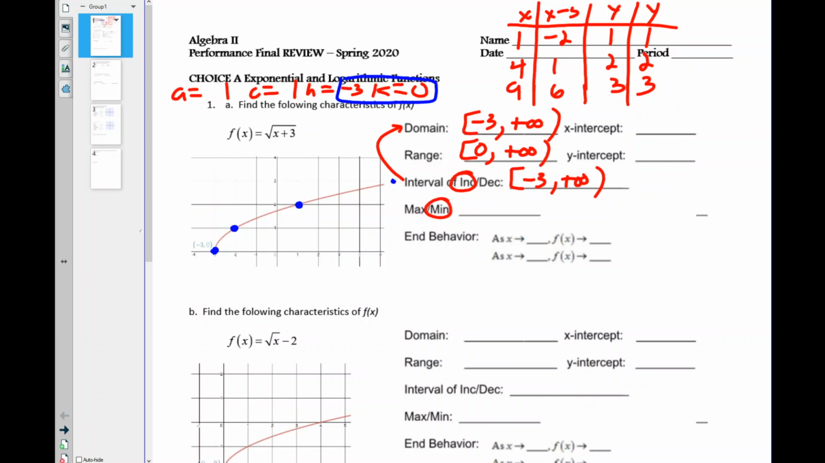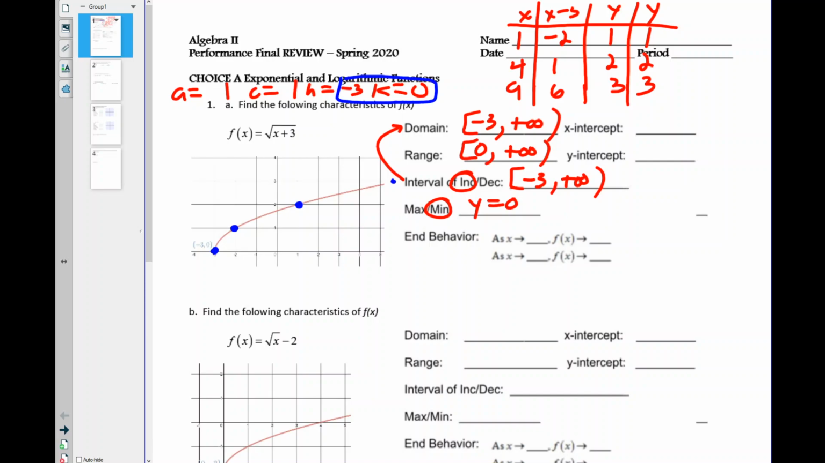What's the lowest value? If you put -3, 0, that's fine. I'll take it, but the more important one, when we're talking about max or min, we're talking about high and low. If intervals have to do with domain, max min has to do with the range. The lowest point here is at y equals 0. But again, if you put negative 3 comma 0 in parentheses, that's fine.